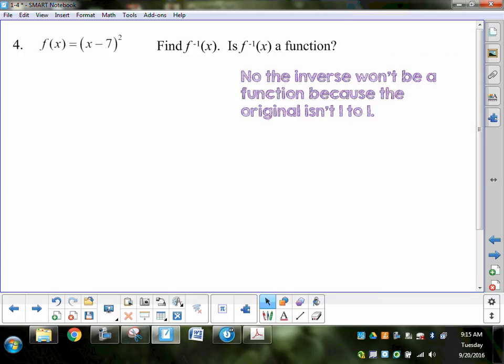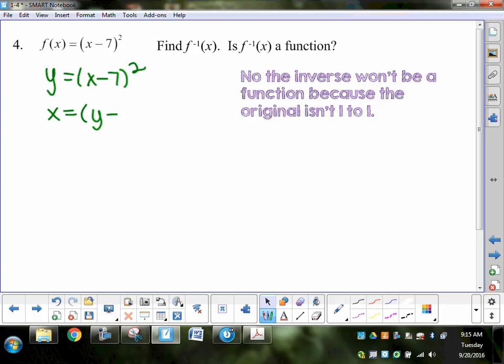So again, let's go through and do this out. Connor, what would your first step be in order to determine the inverse of this equation? You switch the x and the y. Well, first you write out the x and the y. Okay, so I'm going to write it out as y equals the quantity x minus 7 being squared. Now what would you do next? Then you switch the x and y. Okay, so what would this look like then? x equals the quantity y minus 7, squared. Okay, what happens next?